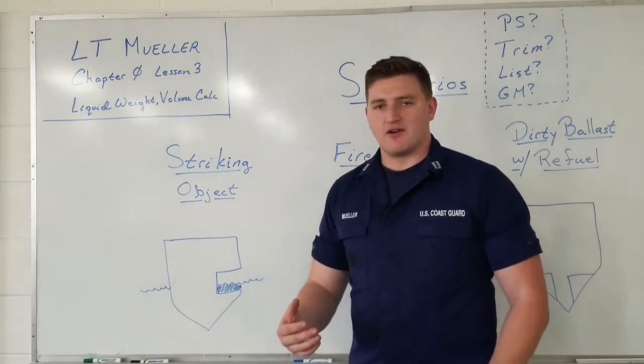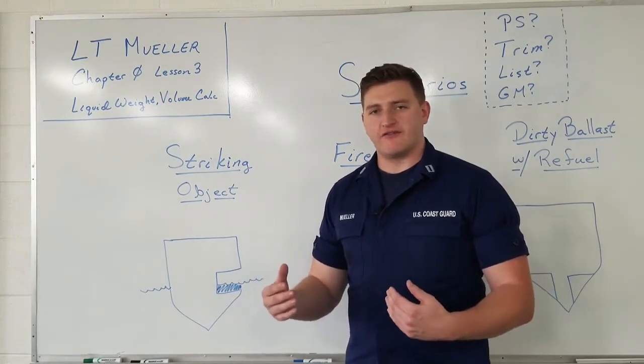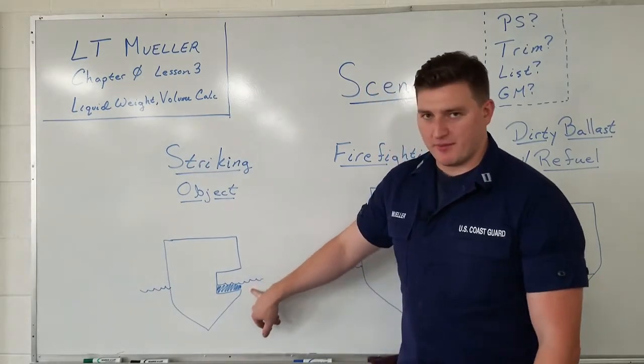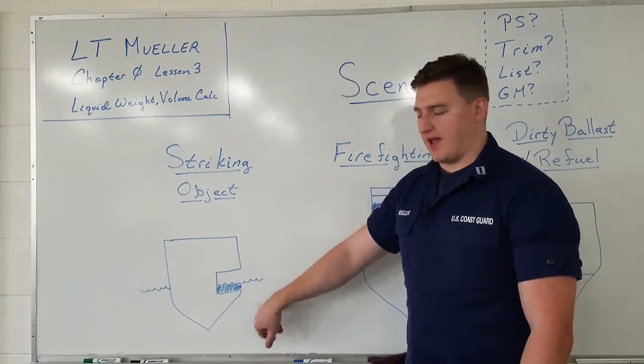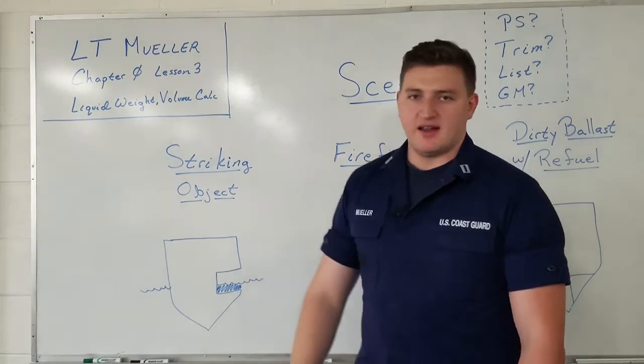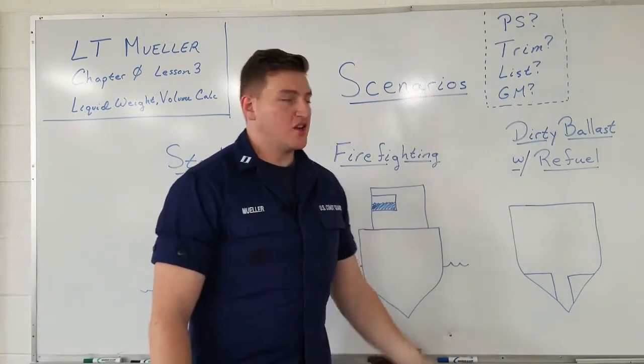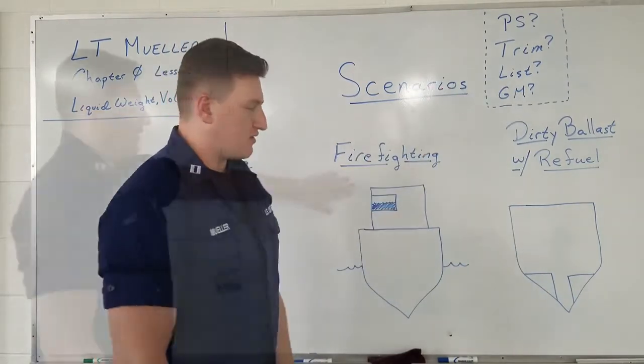We know that salt water, it only takes 35 cubic feet for 1 ton of water. Now, if you have a large compartment that's open to the sea, you're adding a lot of weight. How is that going to affect your initial stability? How's it going to affect your GM? How's it going to affect parallel sinkage? Trim and list are also considerations.